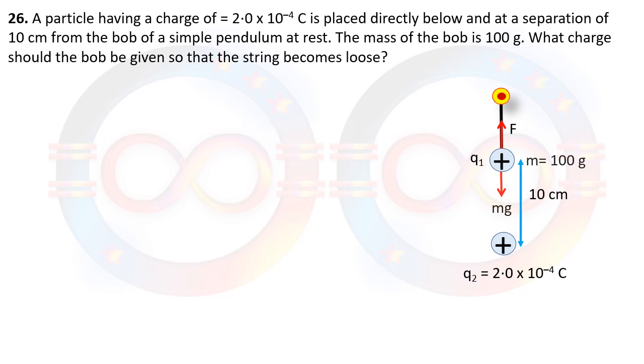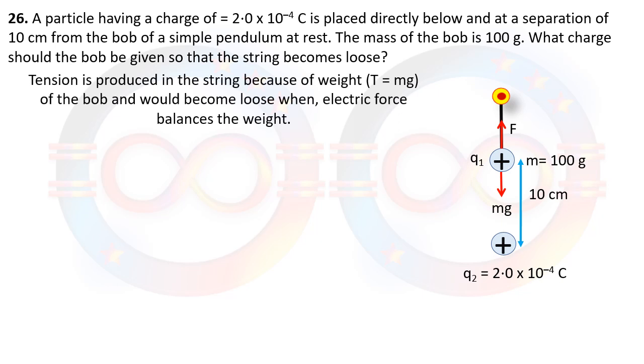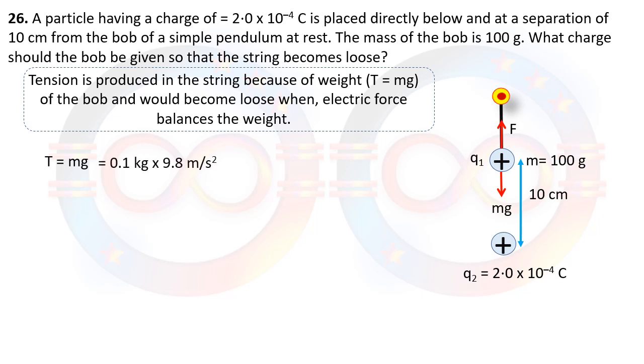F is the repulsive force between these two. mg is the weight on the bob because of the earth. It is vertical downward. If F is balanced by mg, there is no tension in the string and the string will get loose. So that we are going to calculate. Tension is equal to mg. m is 0.1 kg as it is given 100 gram and g is 9.8 meter per second square. So it will be 0.98 Newton. This is the amount of tension being developed in the string.